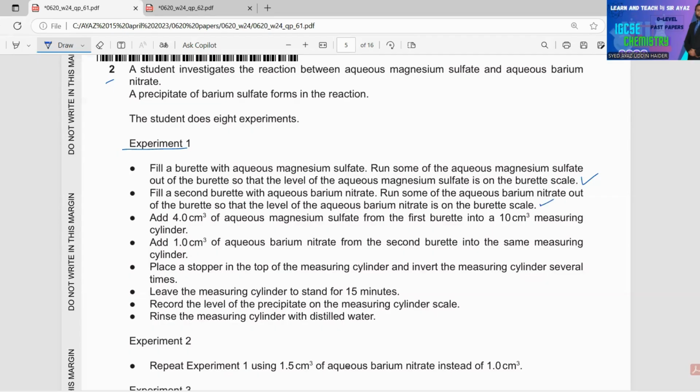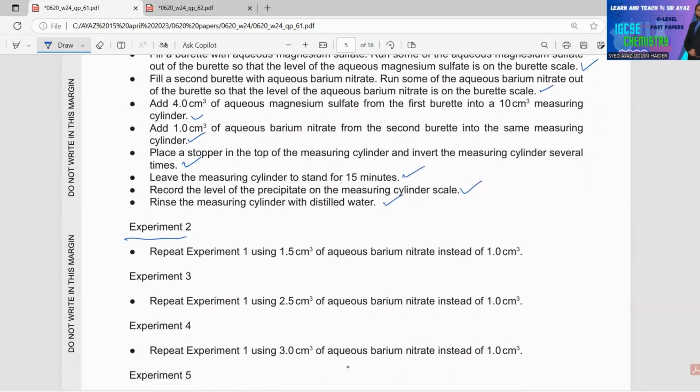Add 4 cm³ of aqueous magnesium sulfate from the first burette into a 10 cm³ measuring cylinder. Add 1 cm³ of aqueous barium nitrate from the second burette into the same measuring cylinder. Place a stopper in the top of the measuring cylinder and invert the measuring cylinder several times. Leave the measuring cylinder to stand for 15 minutes. Record the level of the precipitate on the measuring cylinder scale. Rinse the measuring cylinder with distilled water.